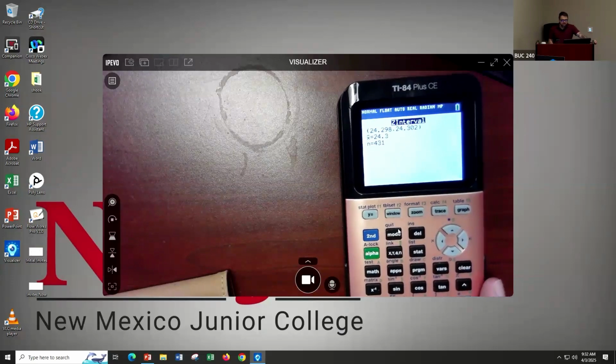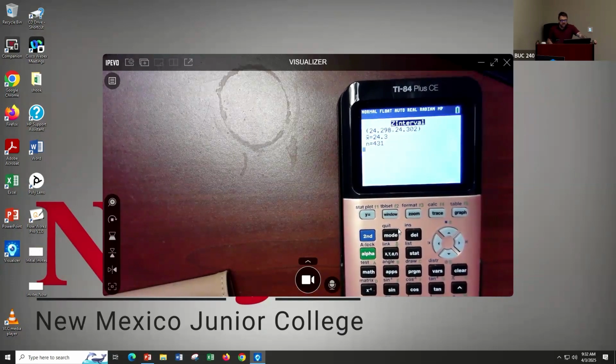Look up there at the very top. 24.298, 24.302. It is going to be more accurate. It is calculating to infinite decimal places. So if you do it on your calculator, it's still going to be correct. So don't worry about it.